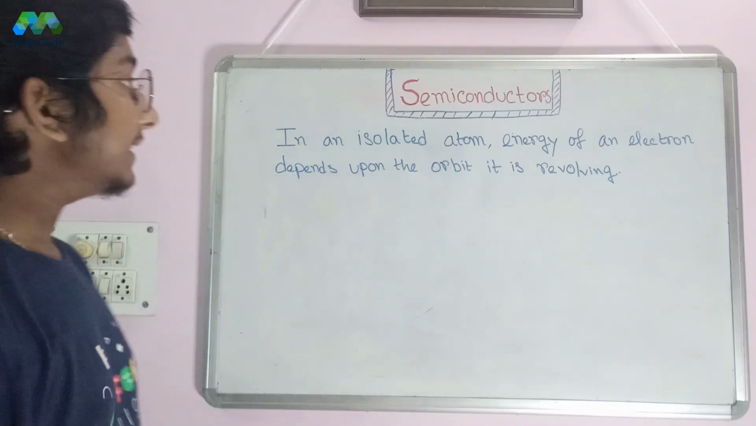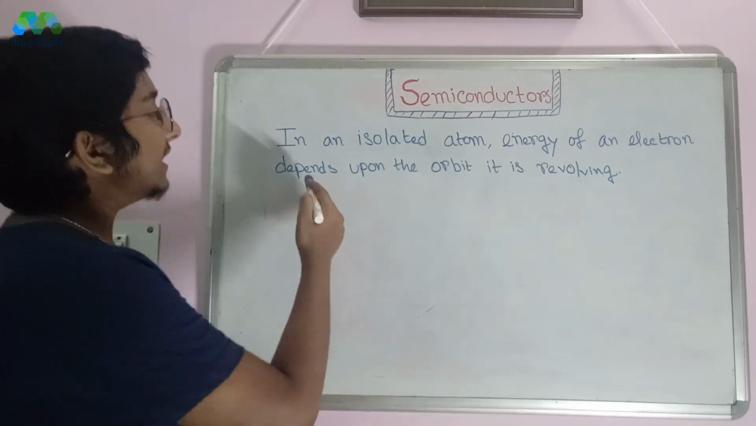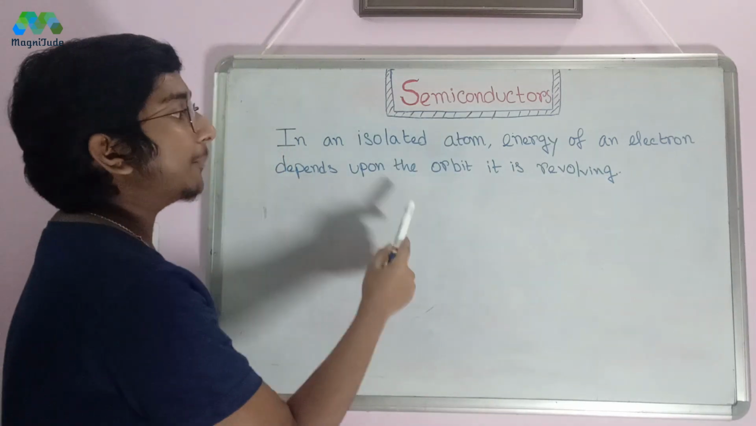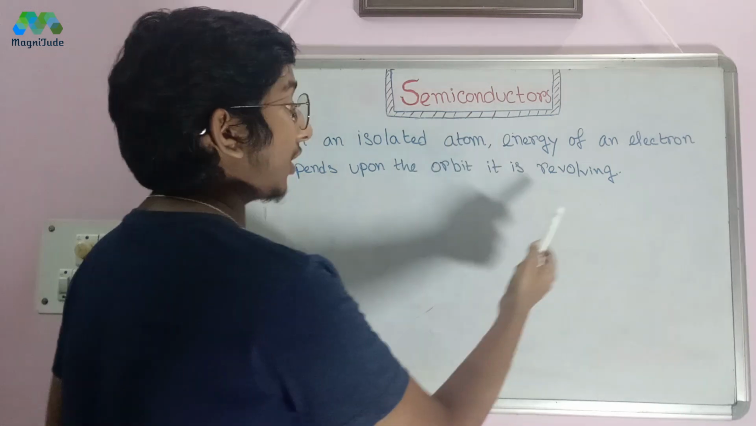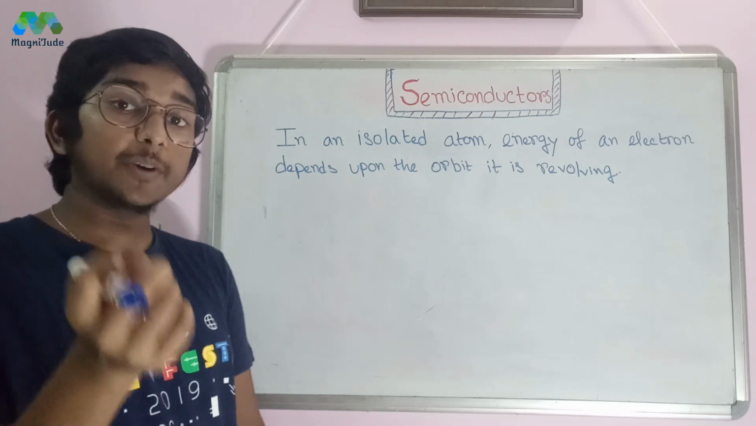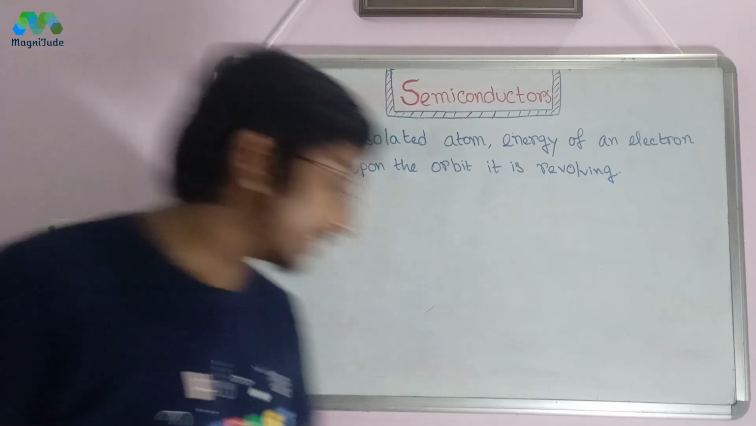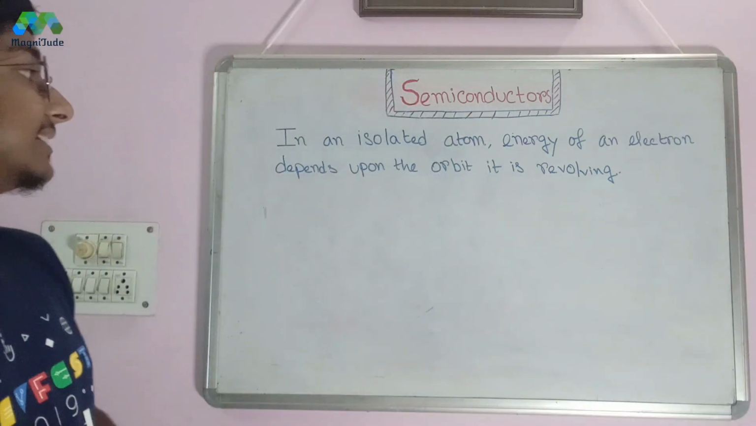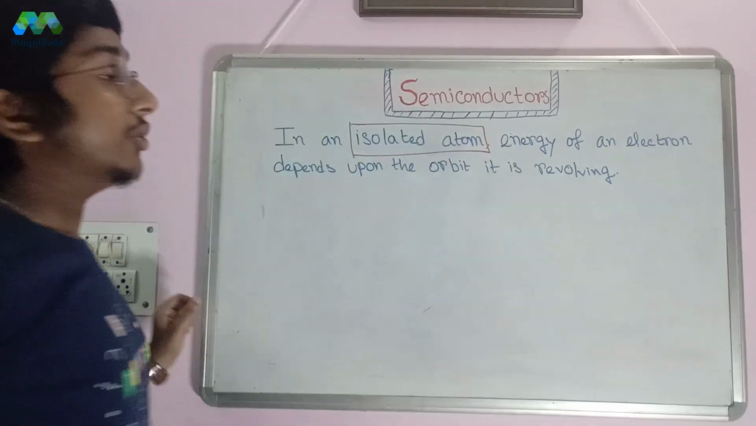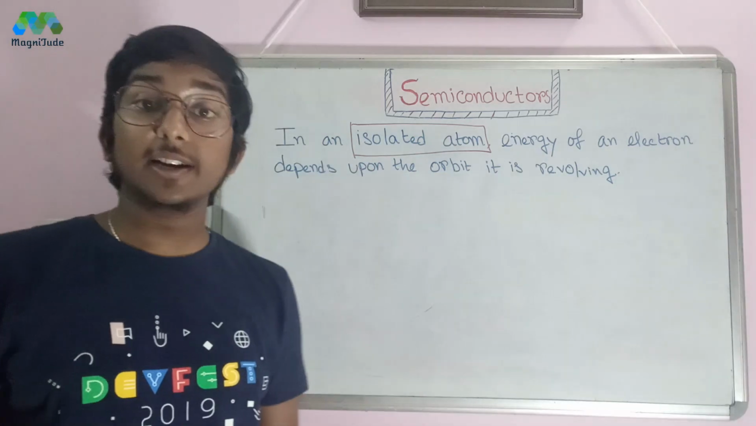While understanding the energy bands or the energy levels, we should know that in an isolated atom, the energy of an electron depends upon the orbit it is revolving in. But you should make one thing very clear: this is mentioned only for an isolated atom, not for atoms in a crystal.